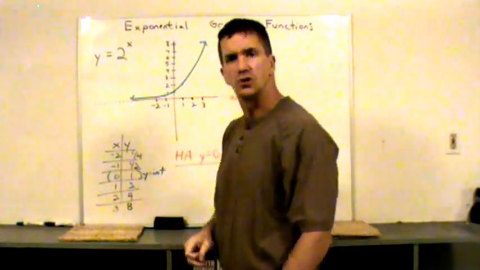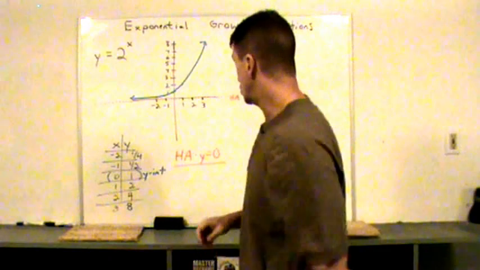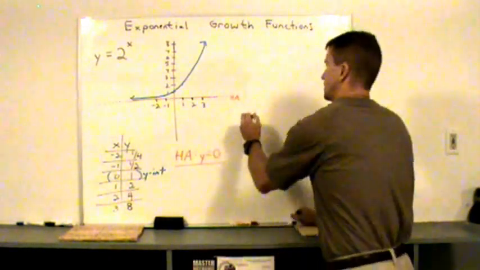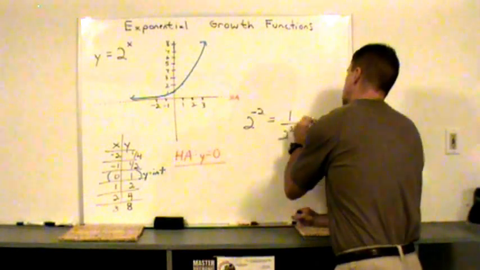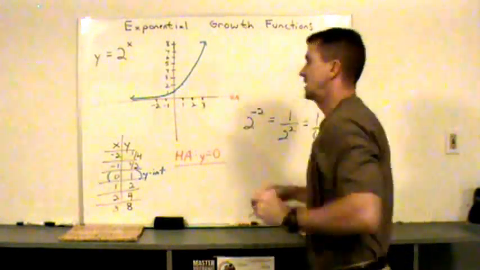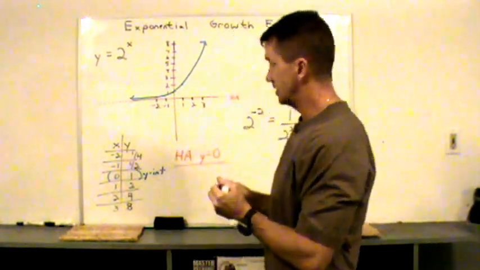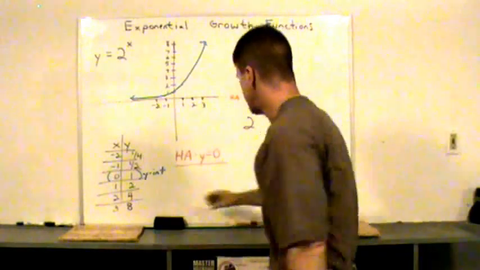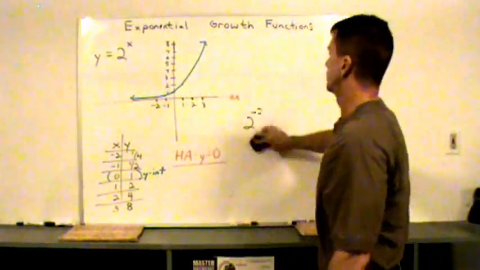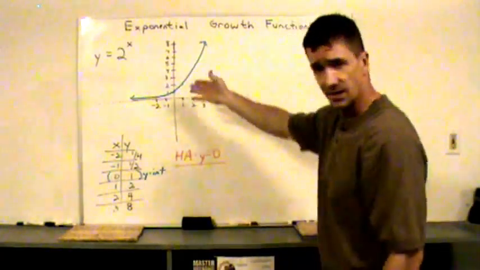Even at negative 2. 2 to the negative 2 power is the same thing as 1 over 2 squared. Okay? I'm going to write that down. 2 to the negative 2 is the same thing as 1 over 2 squared. So what's going on at x equals negative 2? It's at a value of 1/4. But this domain is negative infinity to positive infinity. See those double arrows? Because all exponential growth functions look like this.